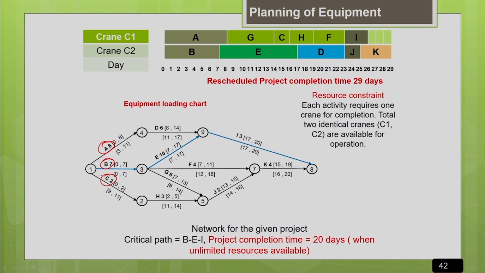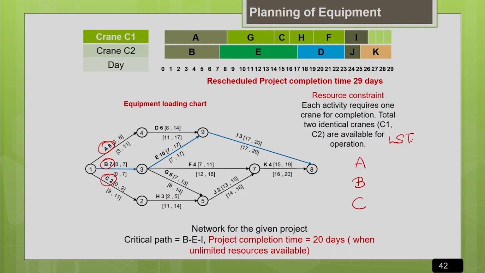These 3 activities are the starting, beginning activities. All 3 require the crane, but you have only 2 cranes with you. So on what basis can we allocate the resource to these activities? Whichever activity is more critical, we allocate the crane to that activity. The activity with the least float, that is the least latest start time, gets the crane first. So let us see the latest start time for activity A, activity B and activity C.